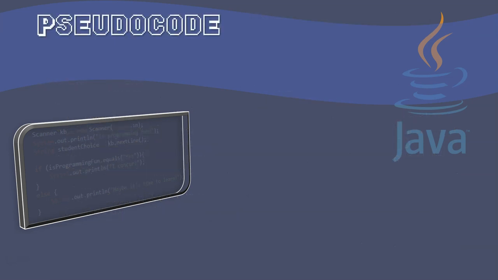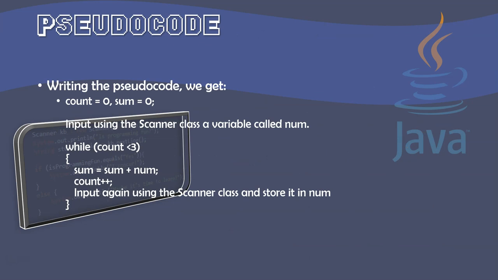So let's actually look at some pseudocode now. If we write out the pseudocode, we're going to get count equals 0, sum equals 0, num, because we have variables we're initializing. We're going to input using the scanner class a variable called num. I have a while loop that says count is less than 3. So that means that there's my 3 iterations I'm looking for. Sum is equal to sum plus num, count plus plus. Input again using scanner class and store it in num. And there's the end of the loop.